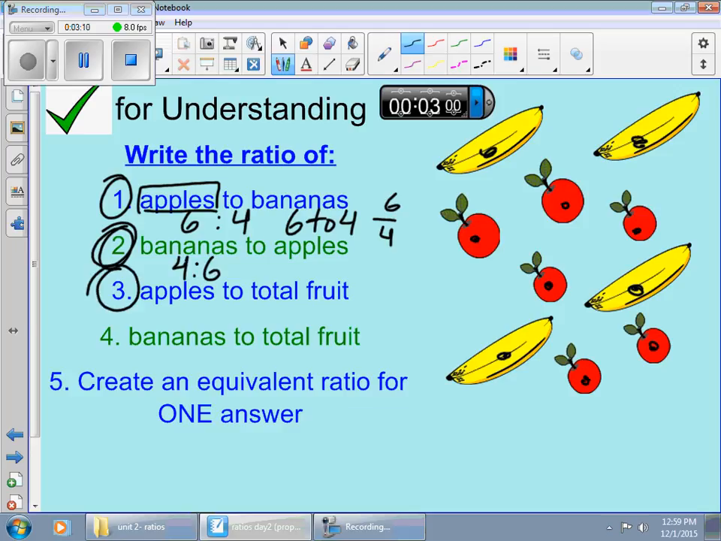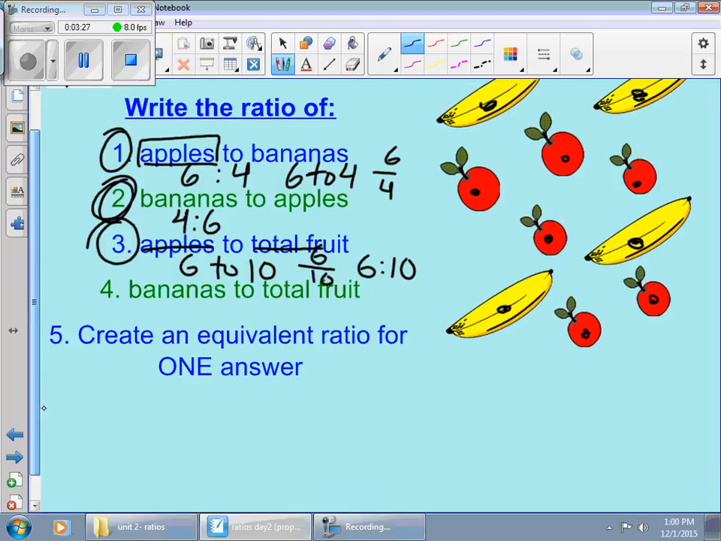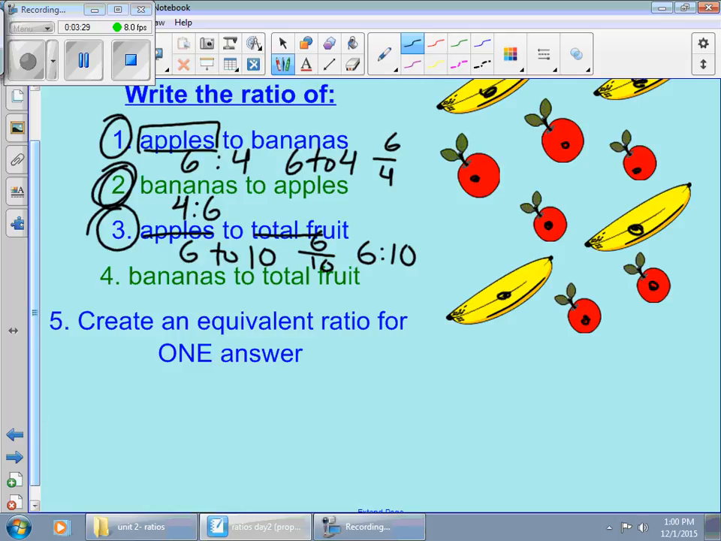After that, they ask apples to total fruit. Well, there are 6 apples to how many pieces of total fruit? 10 pieces of fruit in all. So that would also be 6 to 10 or 6 colon 10. In any case, apples comes first and total number of fruit comes second because they put the word apples first and the word total fruit second. Bananas to total fruit would be 4 to 10 because there are 4 bananas and 10 total fruit. And that's it. We already did this on the last slide.